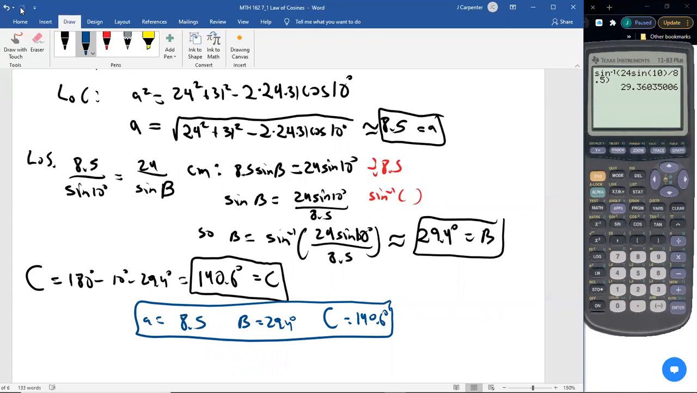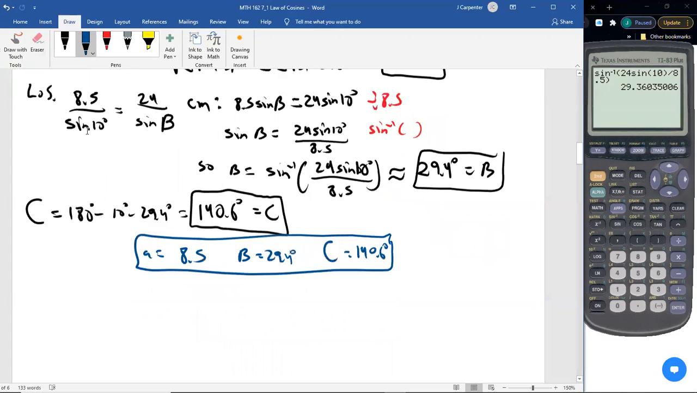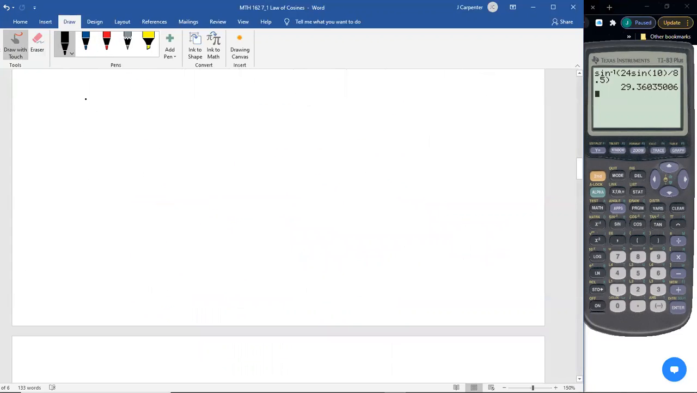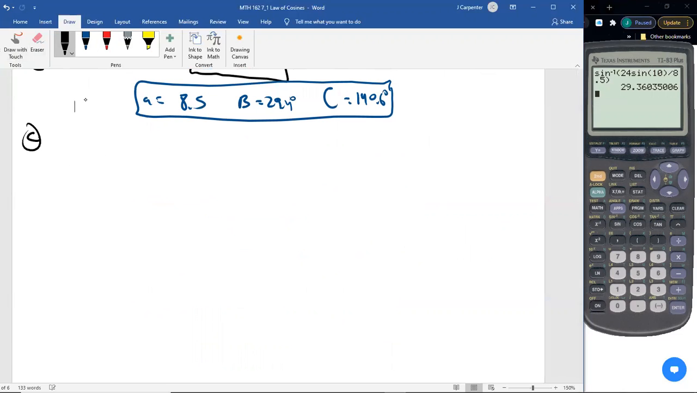All right, let's do another one. Can I fit it all here? Yes, we can. And this time I'm going to label them instead of giving you the triangle. A is 19. C is going to be 4, and then angle beta, let's go back to Greek, will be 61 degrees.